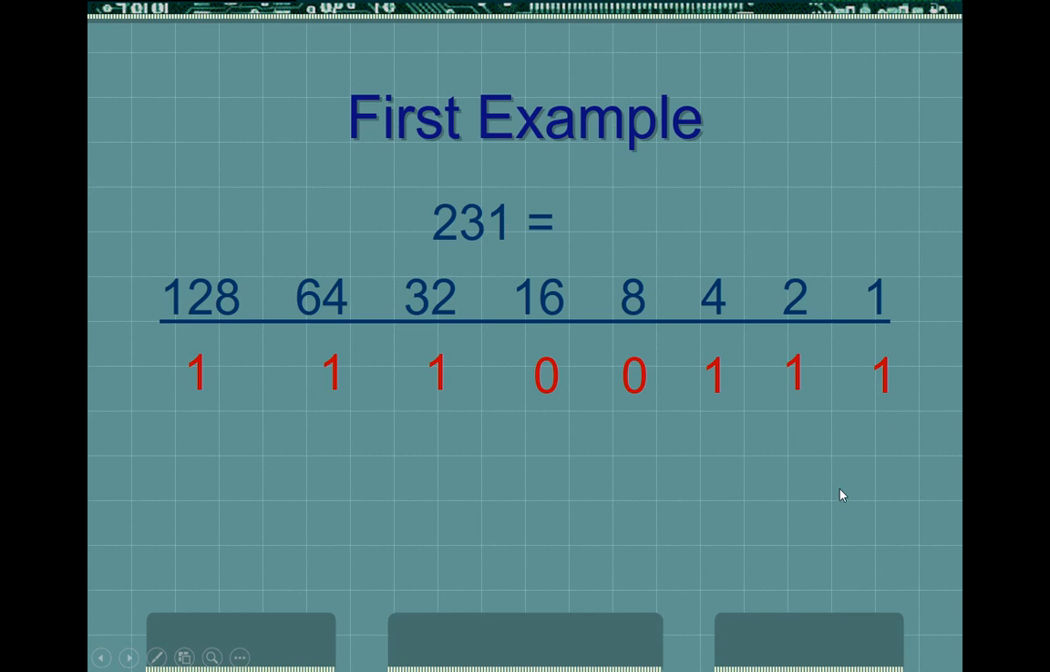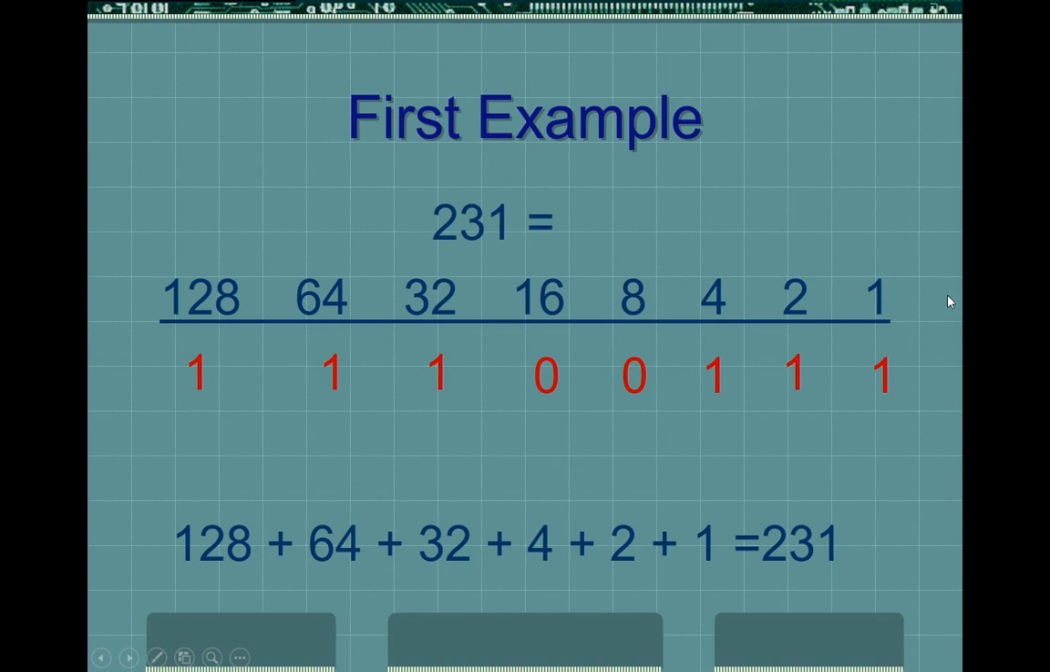And the way that you would go back is that these ones mean yes. So you would take all of these, 128, 64, 32, 4, 2, and 1, and add them all back together, and they should get you back to the 231 decimal number.